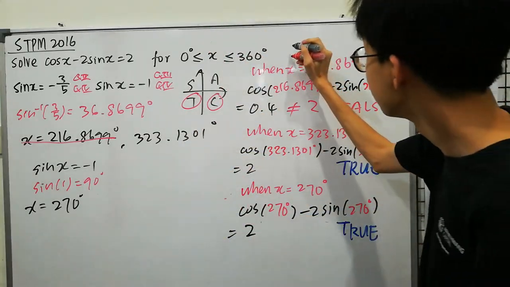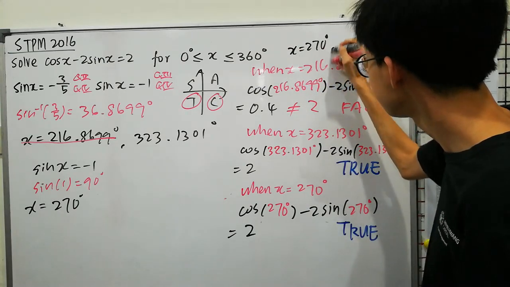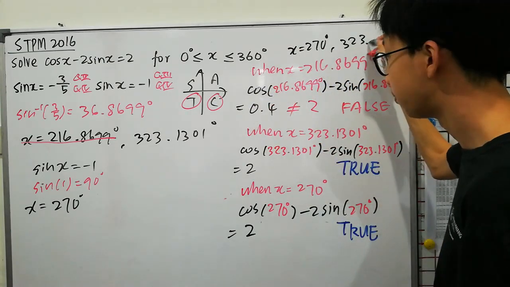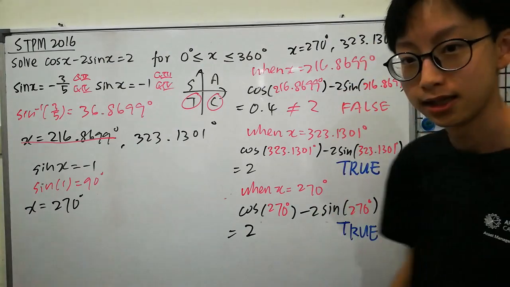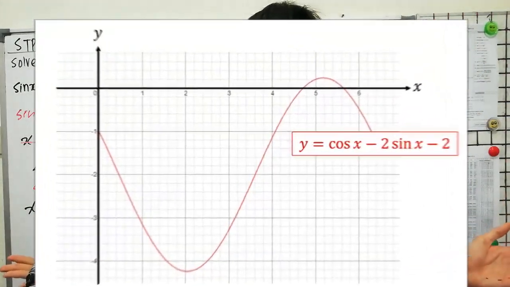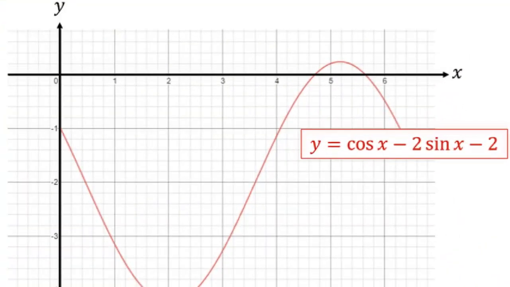The answer will be x equals 270 degrees and 323.1301 degrees. This is how the graph will look like. 2 solutions only.